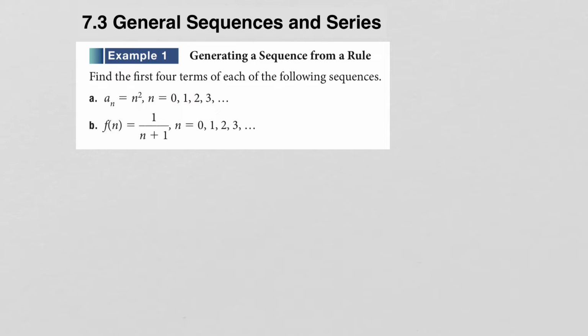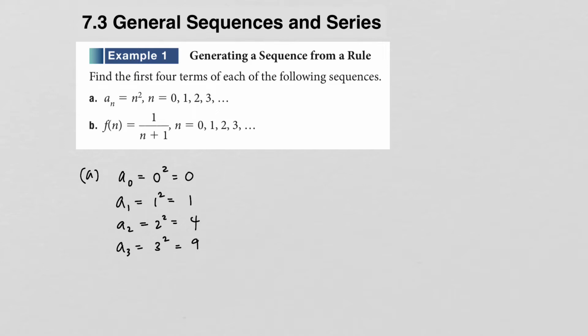So to find the first four terms, all I need to do here is plug in the numbers 0, 1, 2, and 3, right? That's the first four terms, into the formula. So let's go ahead and do that. So a naught would be 0 squared, which is 0. A1 would be 1 squared, which is 1. A2 is 2 squared, which is 4. And A3 would be 3 squared, which is 9.